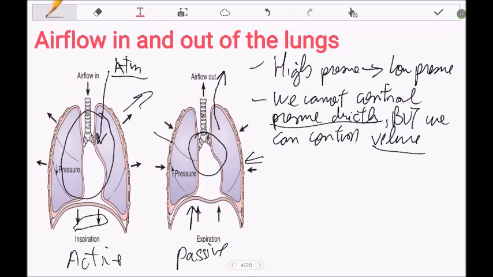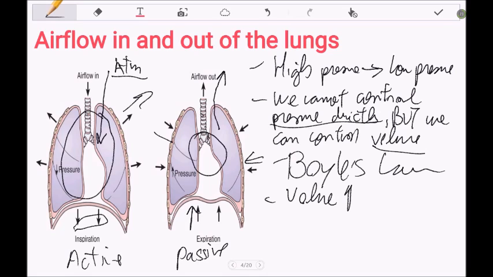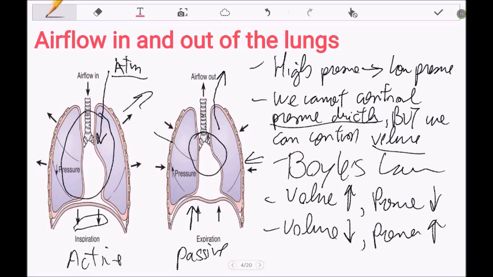This is one of the laws of volume and pressure called Boyle's law, which dictates that when volume is high, pressure is low, and when pressure is high, volume is low. They are the opposite of each other. So when volume increases, pressure decreases, and when volume decreases, pressure increases.